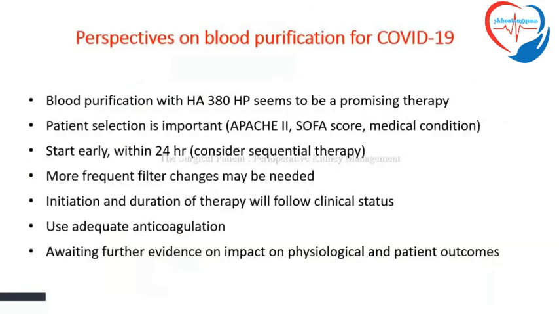So in the perspectives of blood purification for COVID-19, the use of sorbent seems to be a promising therapy. Patient selection was important. Starting early was quintessential. Frequent filter changes are more effective, and initiation and duration of the therapy will follow the clinical status of the patient. Using adequate anticoagulation is important, and we need to look for the impact on pathophysiology and patient outcomes.